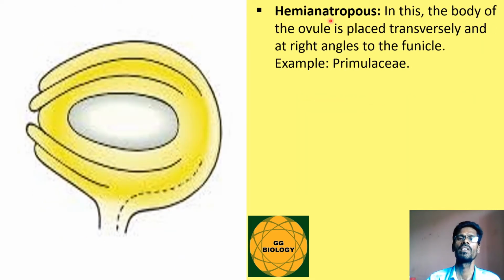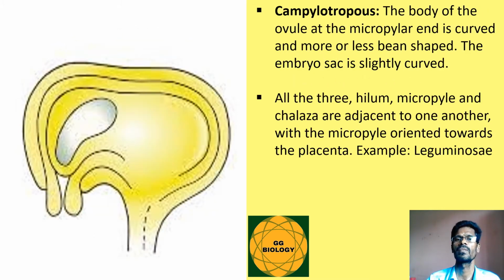The next one is hemianatropous, whereby the ovule lies transverse to the funicle, or at a right angle to the funicle. Such a type of ovule, lying transversely to the funicle, is called hemianatropous. This can be seen in the family Primulaceae. The fourth type is campylotropous, where the body of the ovule at the micropylar end is curved.